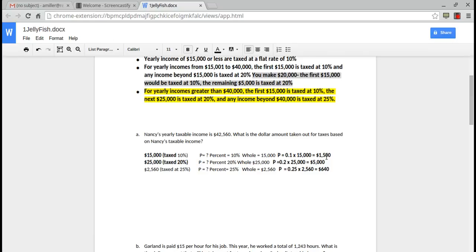The last thing we have to do is add these amounts together. So we have $1,500 that she's paying in taxes, plus $5,000 she's paying in taxes, plus this $640 she's paying in taxes. And this total is going to represent the entire amount that she's paying in taxes. So I know 1,500 plus 5,000 is 6,500, plus the $640 means that she's going to pay a total of $7,140 in taxes.